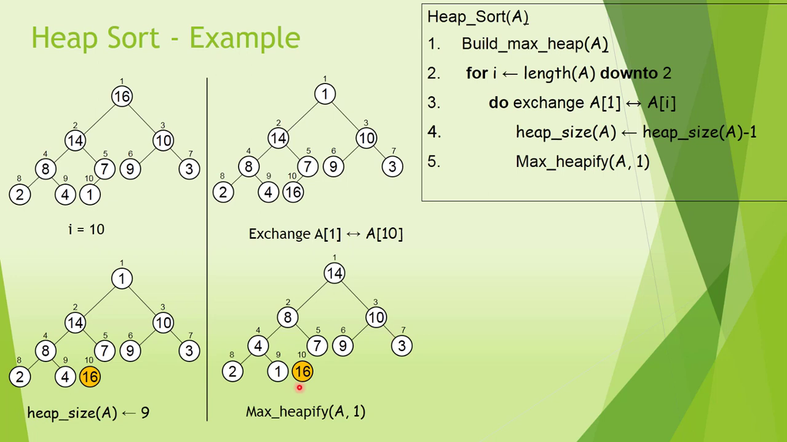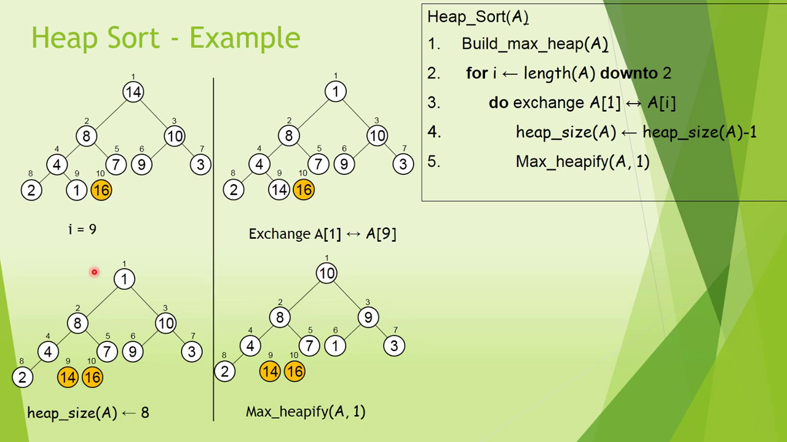max heap. So now, among the remaining elements, 14 is largest. It reaches the root position. Its i value becomes 9. On 9, 14 will be swapped. 14 will reach here. Then I will remove 14 from the heap by reducing the heap size. Again I am applying max heapify of A comma 1 on this tree. So I will get an arrangement like this.